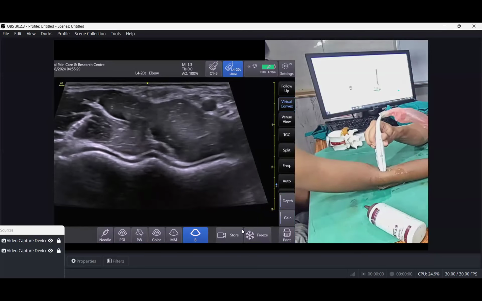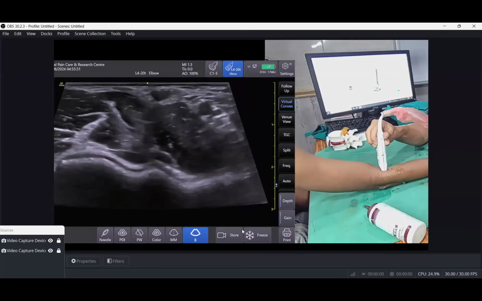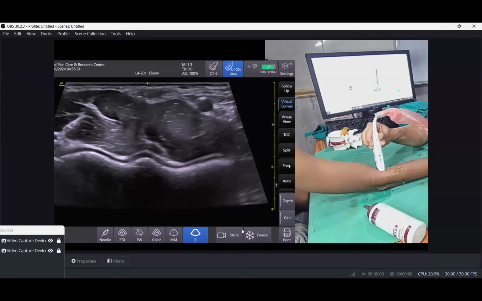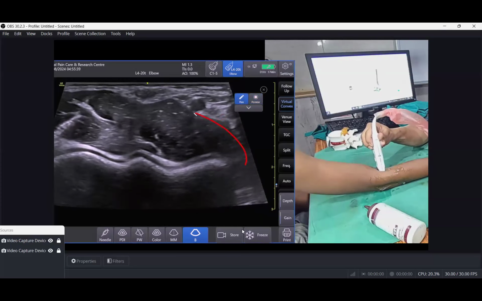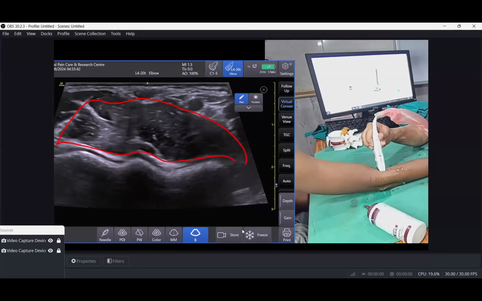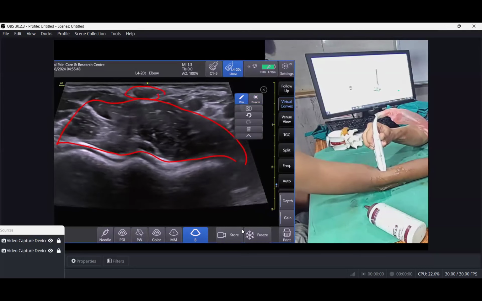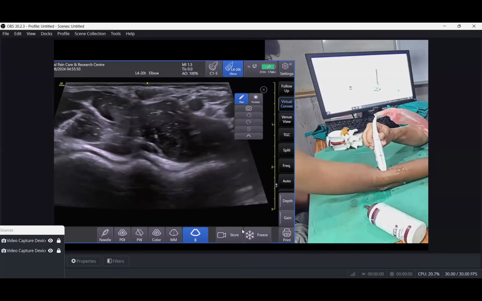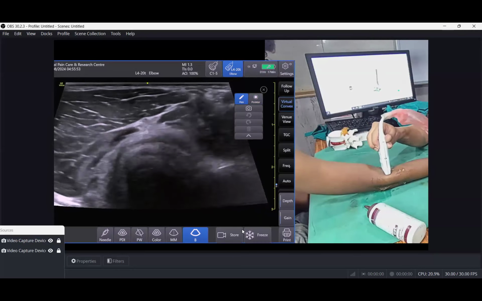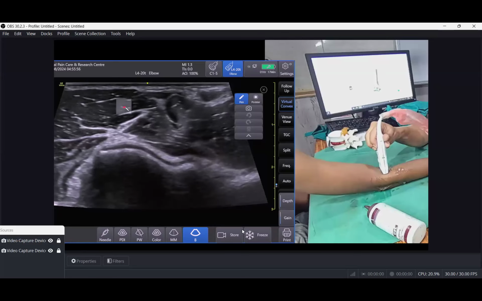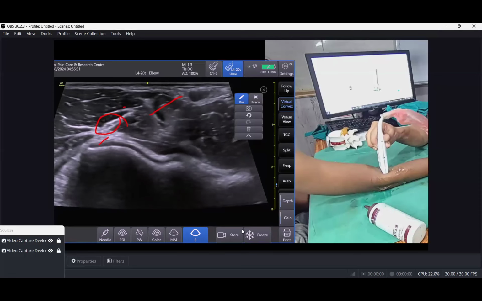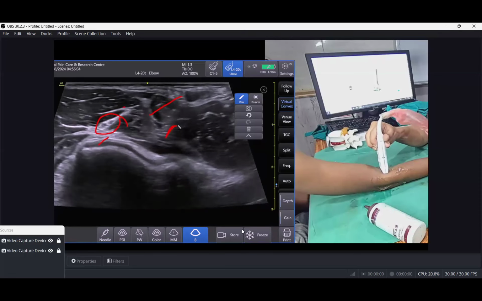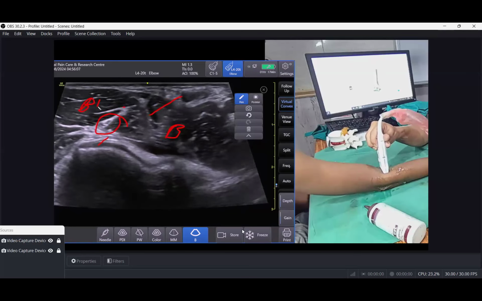Actually, we are seeing the distal end of the humerus, and above the distal end of the humerus, there are two muscles. The big muscle is the brachialis muscle. Above the brachialis, at the summit of this hill, is the short axis of the biceps tendon. In the lateral aspect, you can see the brachioradialis muscle, and between brachioradialis and brachialis, you can see the radial artery and the radial nerve.